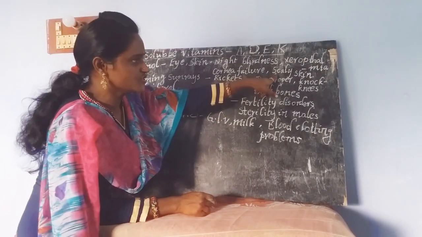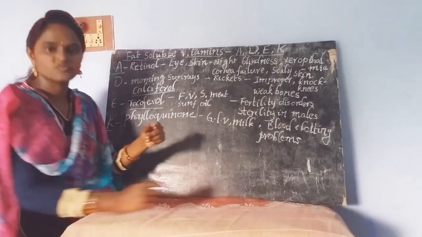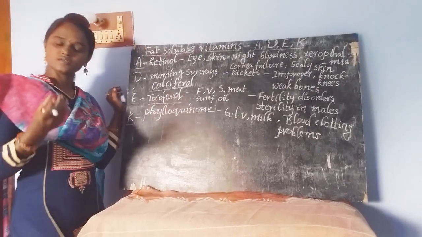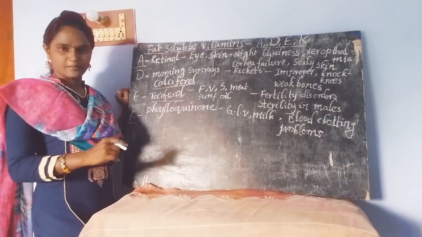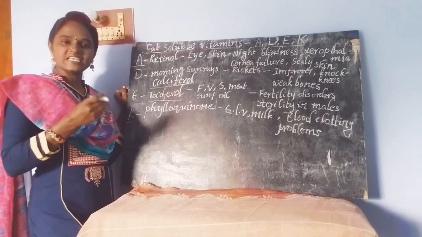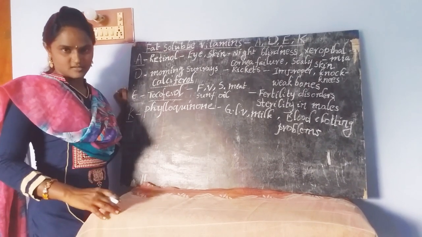And then another, scaly skin. Our skin also requires a required amount of vitamin A. By the lack of this vitamin, the skin may become in the form of scales.